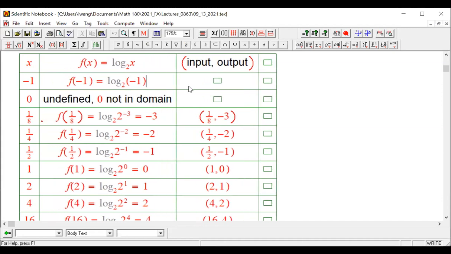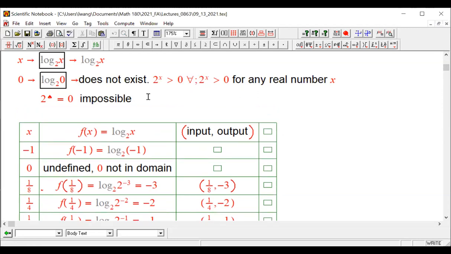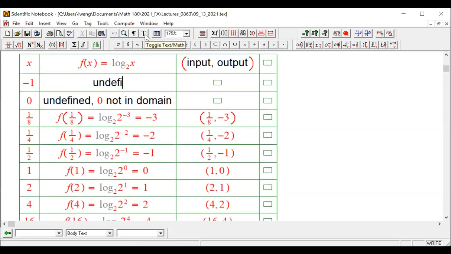How about -1? What if the input is -1? Wouldn't it also be undefined? Exactly. Wonderful. Because 2 to the power x is always positive. It can never be less than 0. It can never be 0. Therefore, this is also undefined. Do you guys follow me? You got it.